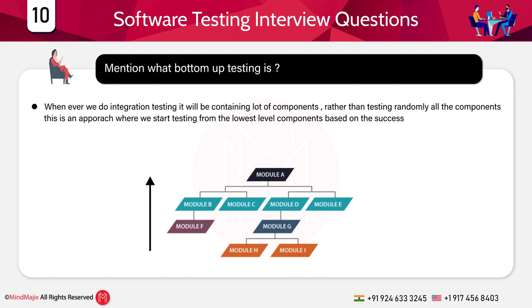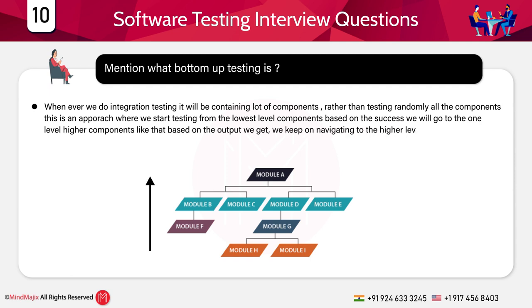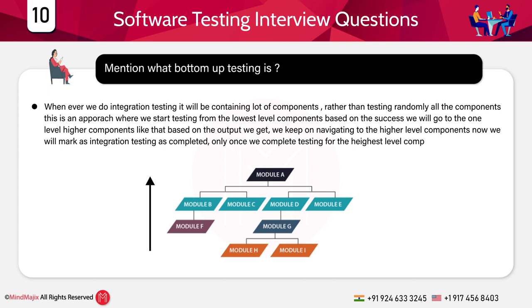If it is a success, then we go to one level higher component. Like that, based on the output we get, we keep on navigating to the higher level component. Now we will mark integration testing as completed only once we complete testing for the highest level component in the hierarchy. So we start from the smallest of the smallest components to the biggest component that is available in the hierarchy.